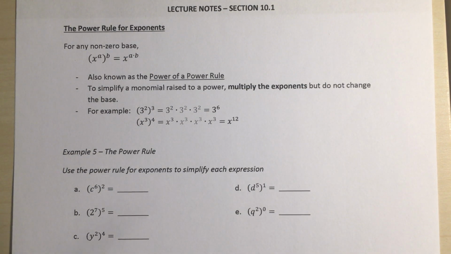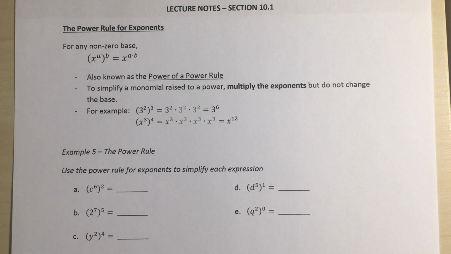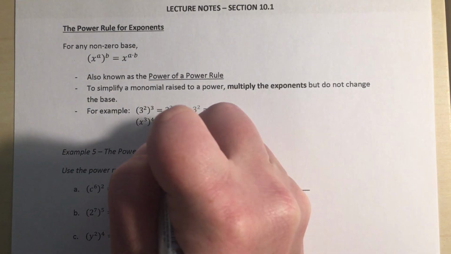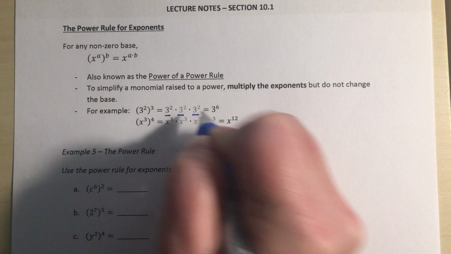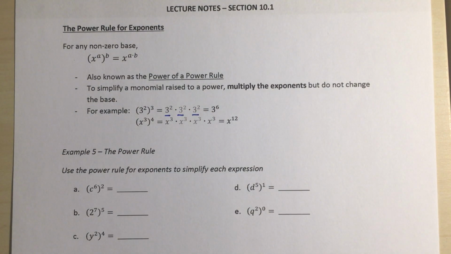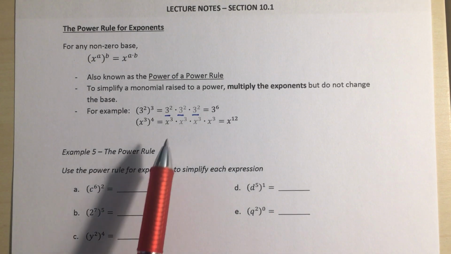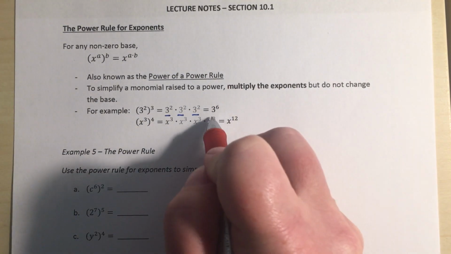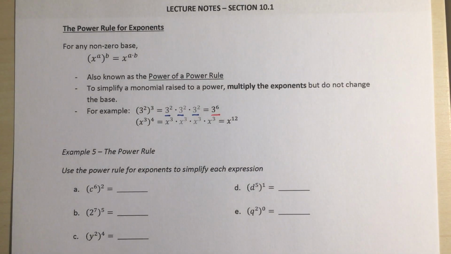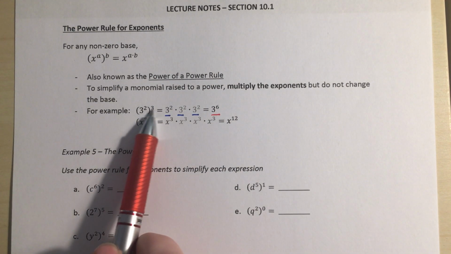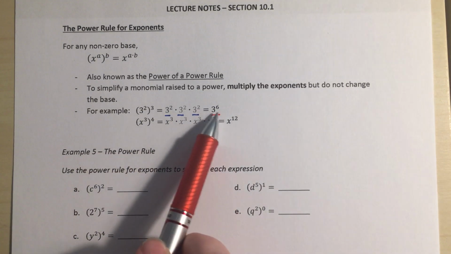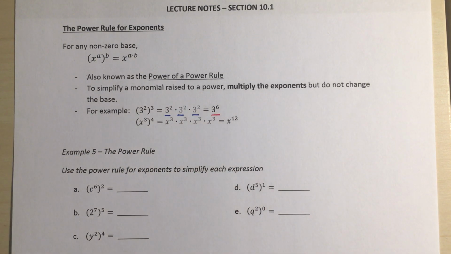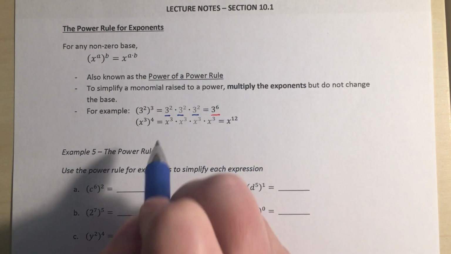So if we, for example, think about the expression 3 squared to the third power, that means that we're going to repeat 3 squared 3 times. Okay? So we have 3 squared times 3 squared times 3 squared. Well, now that we have this written out as a product, we can use our product rule that we just talked about in the previous example. If we add these exponents, 2 plus 2 plus 2, that gives us 6. But instead of rewriting out this product every time, we're going to use our shortcut. We're going to take these two exponents, multiply them, and that gives us our answer of 6.